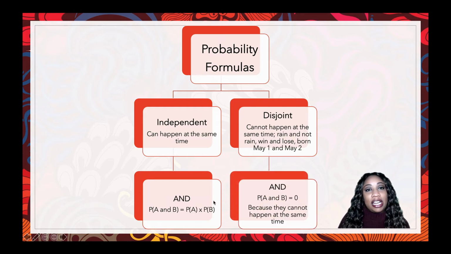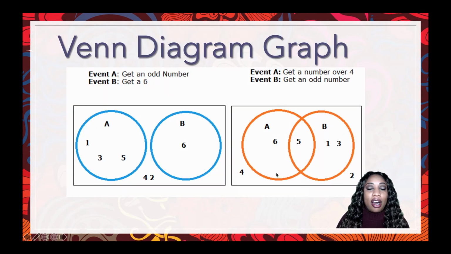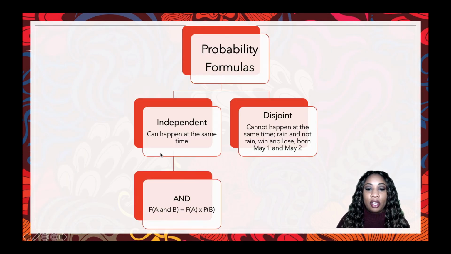Now, that's when they're independent. Now remember, disjoint cannot happen at the same time. So if I say what's the probability that it's going to rain and that it's not going to rain, that's not possible. So the probability would be 0. So if you have two disjoint events and they ask for the probability of A and B, it is always going to be 0, because if we go back to our diagram, it is 0 because there is no intersection. They are not connected. All right.